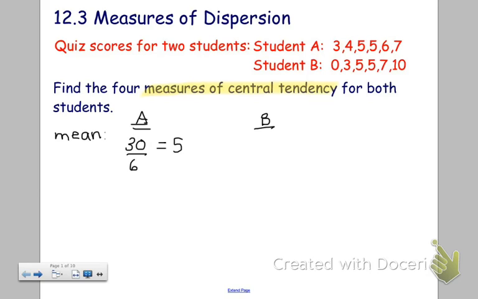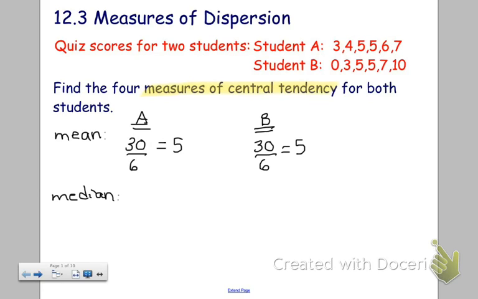Okay. We're going to do the same thing for student B now, but we're adding up 0, 3, 5, 5, 7, and 10, which also gives us 30, and we're going to divide that by 6 because there are 6 data values, so student B also has a mean of 5. Okay. Let's check out median next.